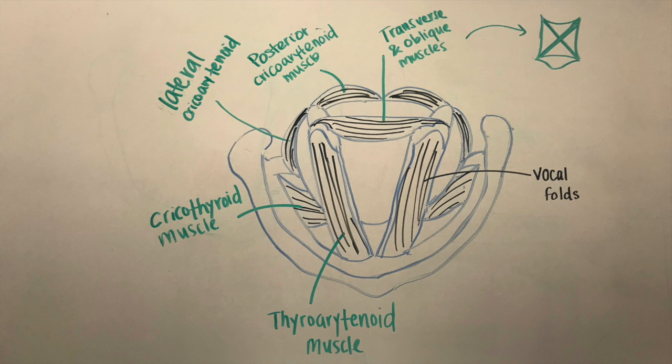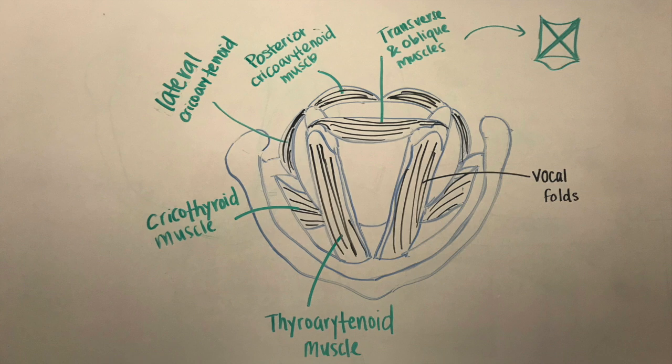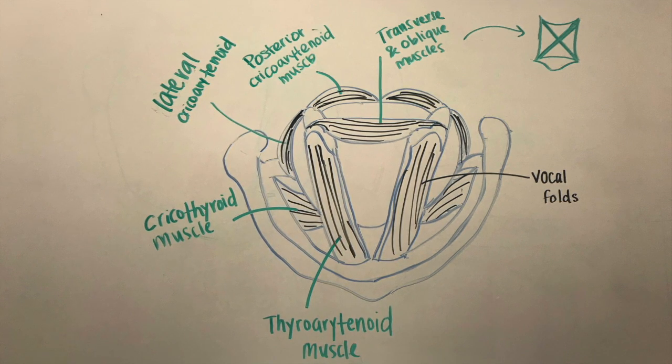This is an aerial view of a transverse plane of the larynx. We can see the thyroarytenoid muscle, which stretches from the inferior thyroid cartilage to the anterior arytenoid cartilage and serves to relax the vocal folds and control softer voicing.